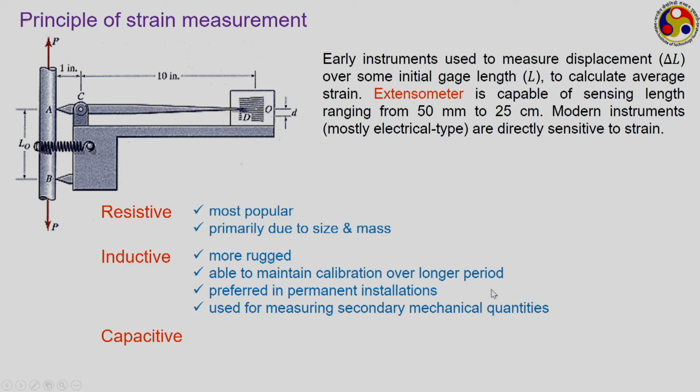That may not be always true for inductive and capacitive instruments, which can be used for different kinds of systems. Inductive ones are generally preferred in permanent installations, and also they are very commonly used when our objective is not to measure the strain, but some other secondary parameter like pressure, temperature, etc. We shall be discussing in the corresponding module.